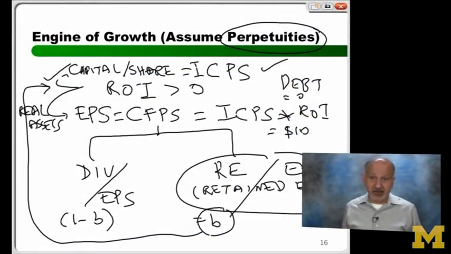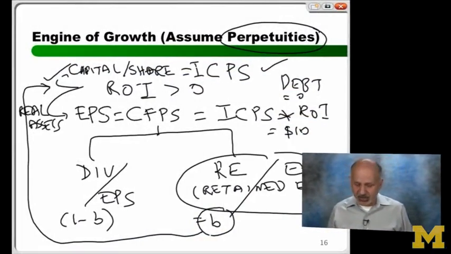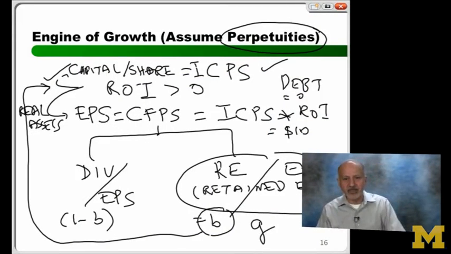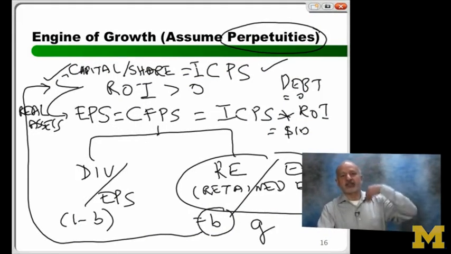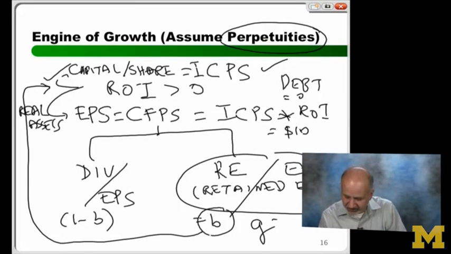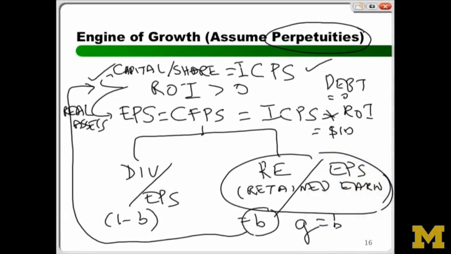So now suppose B is retained and it goes back and replenishes capital. What will it generate? It will generate the G we have always looked at. The G, the growth rate in our cash flows. And I'm going to write the formula here, which is very intuitive. And that's it pretty much. This is the engine of growth.